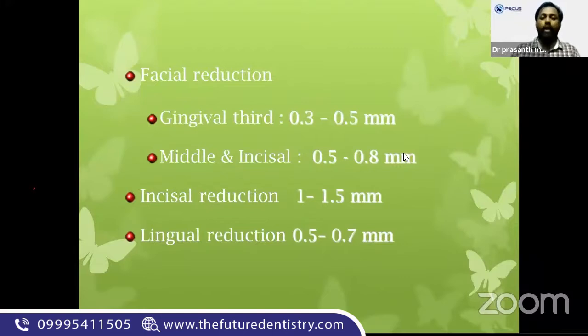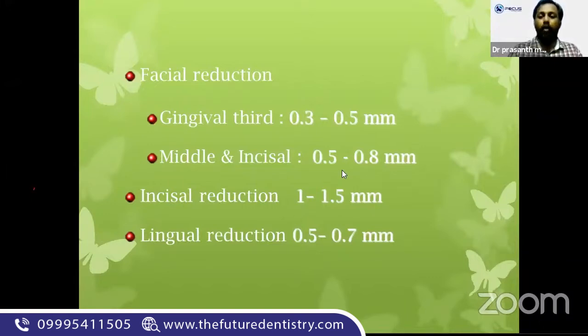Now in general, what should be the thickness? When you answer the MCQ, in general, the thickness or the facial reduction of laminate veneers, it will be 0.5 to 0.7 mm. Okay, 0.5 to 0.7 mm. That should be your range. Clear? 0.5 to 0.7 mm.